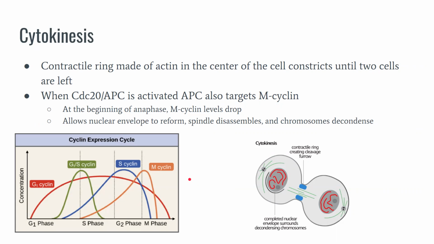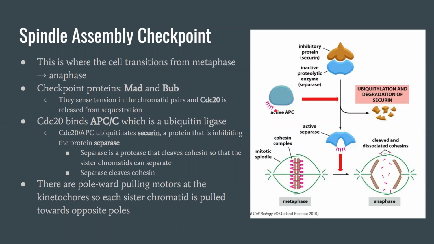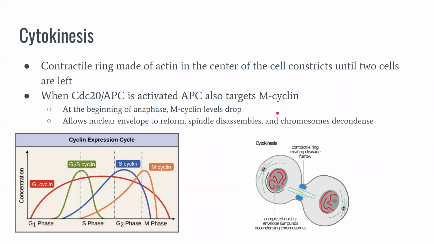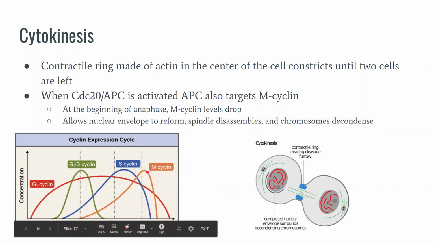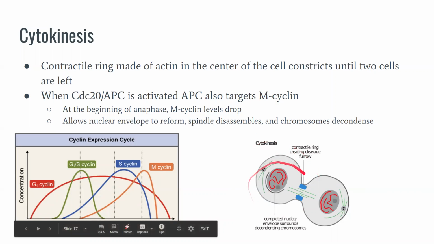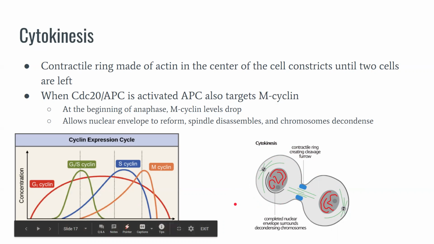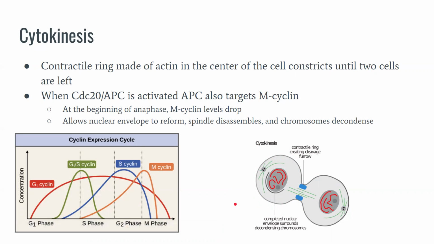And this has also occurred, if you remember talking about the spindle assembly checkpoint. This APC complex to CDC20, it targets M cyclin. So this is what causes these levels to drop very quickly at the beginning of anaphase, because you don't want M cyclin levels around, because then the nuclear envelope won't reform, the spindle will still be there, and the chromosomes won't decondense, which is not the proper conditions you want for your new cells to be in. You want the nuclear envelope to reform. You don't want a spindle around, and you want your chromosomes to be not condensed. You want them to decondense.